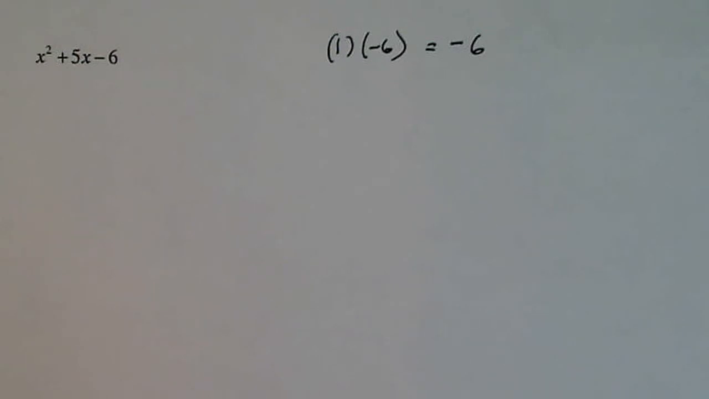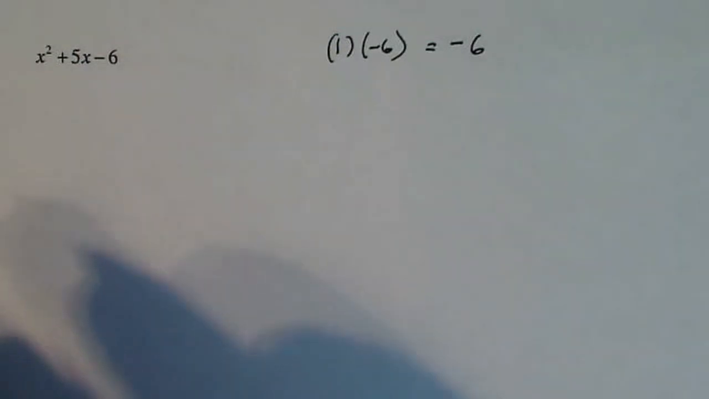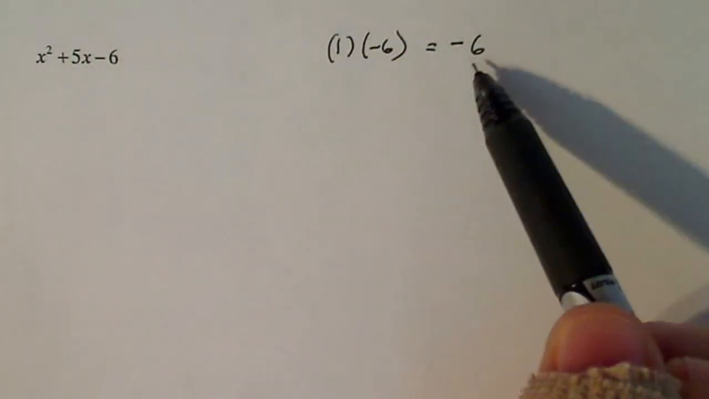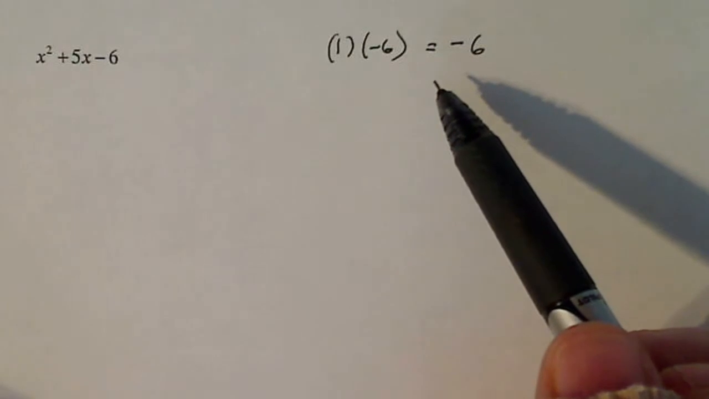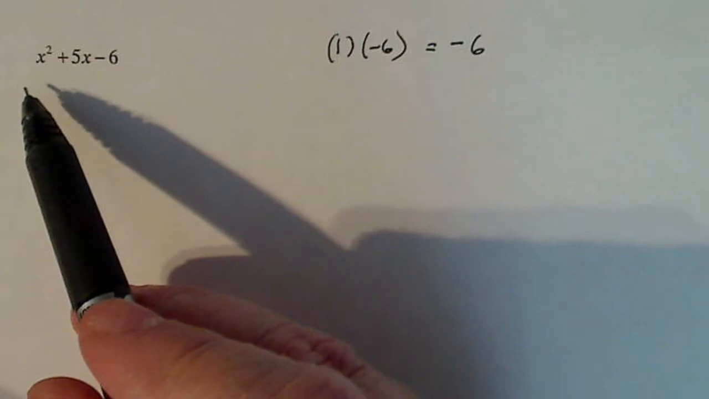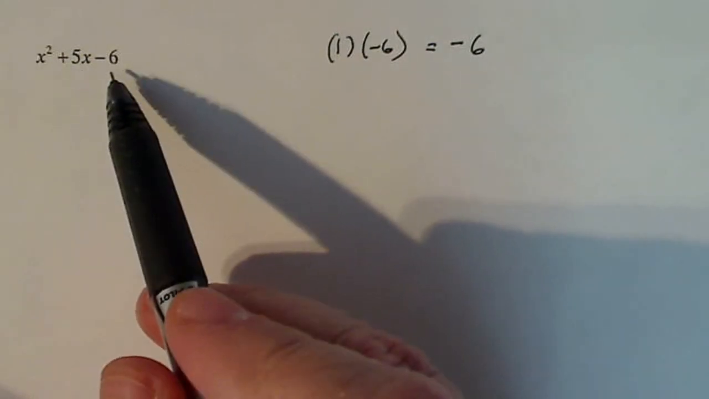Now I'm going to do another example of factoring using the method I used in the previous example. I started it a little bit here because I started to make a video and something went wrong, and I didn't want to redo the whole thing. So here we go. I have x squared plus 5x minus 6.